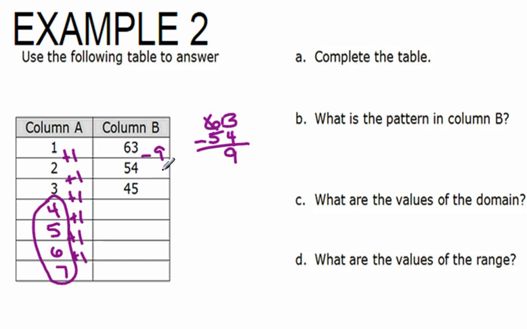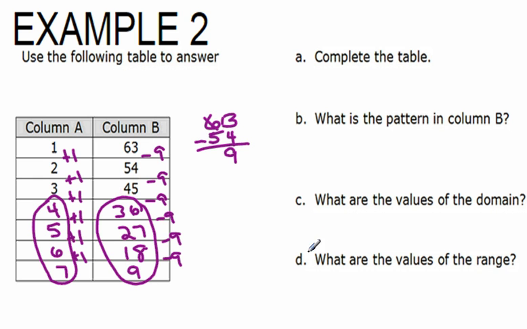I am subtracting 9. And the same would go from 54 to 45, which means I want to subtract 9 again, which will give me 36, and subtract 9 again, which will give me 27, and once again, which will give me 18, and one more time to complete the table, which will give me 9. So again, those values to complete the table that we're looking for are 36, 27, 18, and 9.